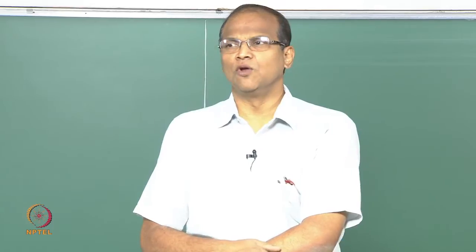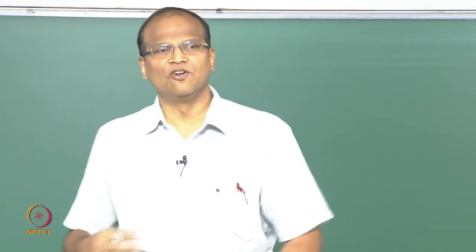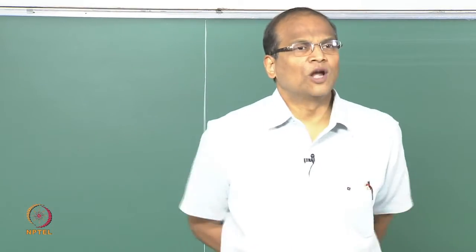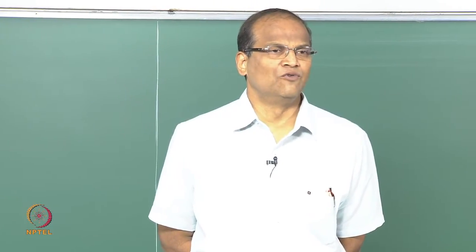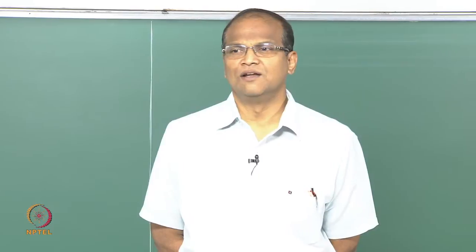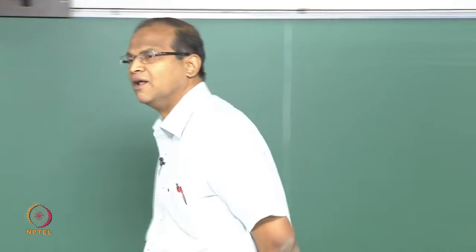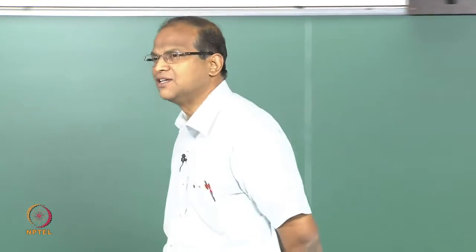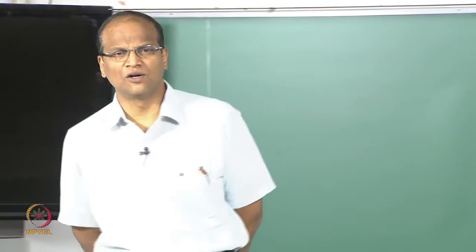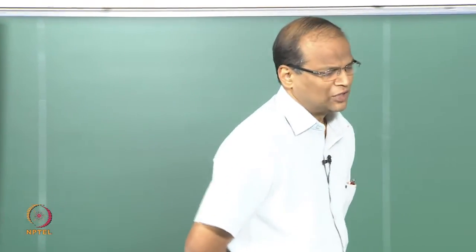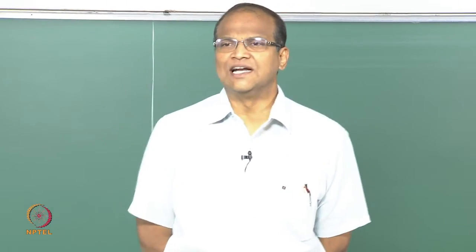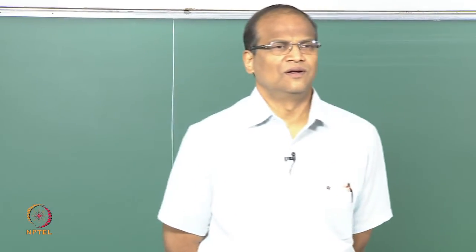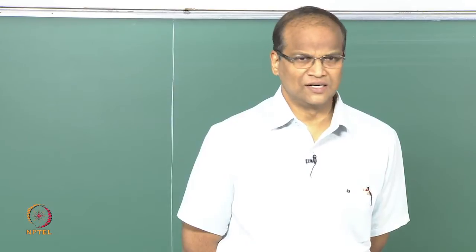is 2898 micrometer Kelvin, we solved a gamut of problems, ranging from what will be the color temperature of the sun. We figured out that if you take the maximum to be 0.475 micrometer, the color temperature turns out to be 6100 Kelvin. But the sun's distribution does not correspond exactly to that of a black body. Therefore, there will be some minor variation.